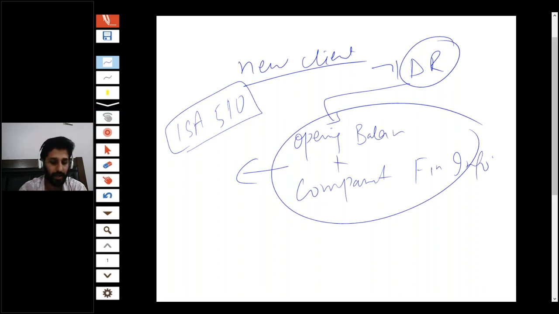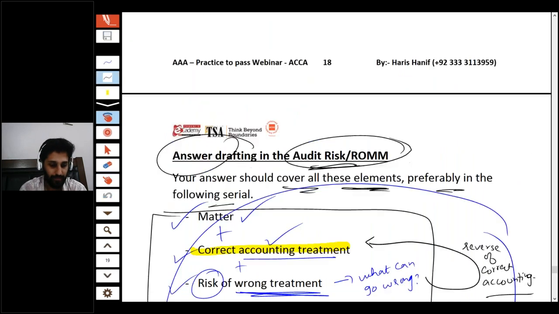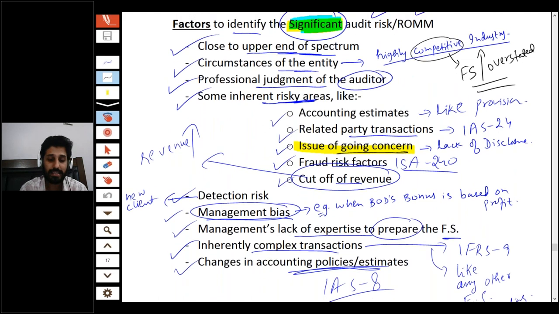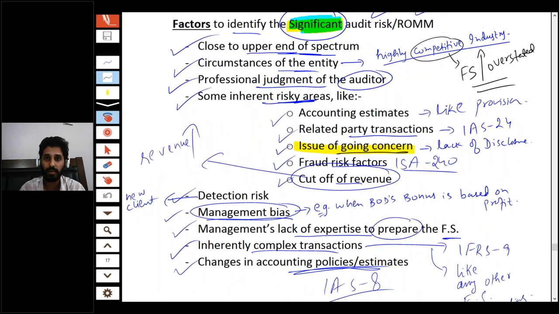Now, if I come to the yesterday lecture that I had summarized, you need to write down the significant risk. And these are the hints of the significant risk, in which there is an inclusion. This list includes the new client as well, right?